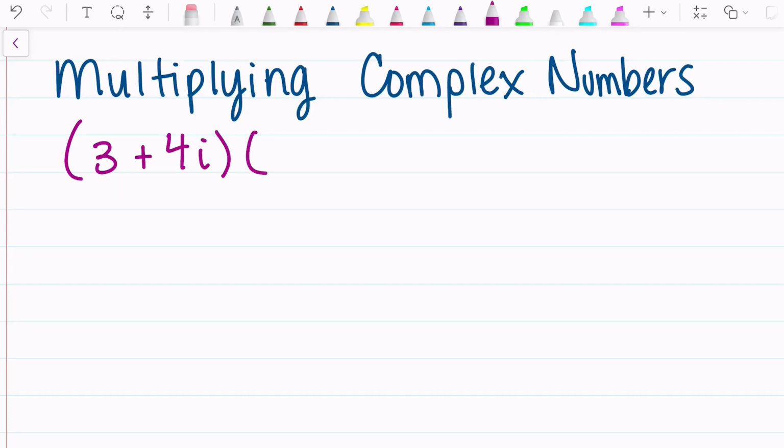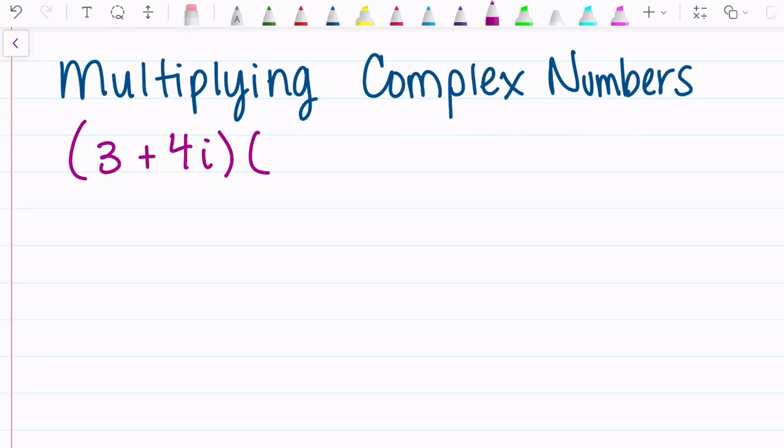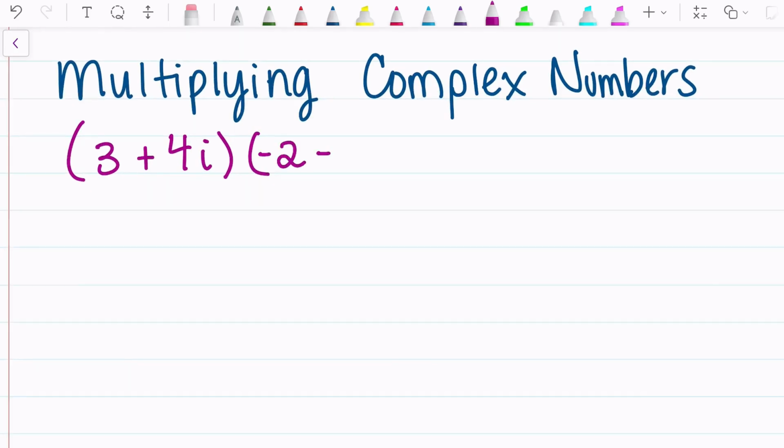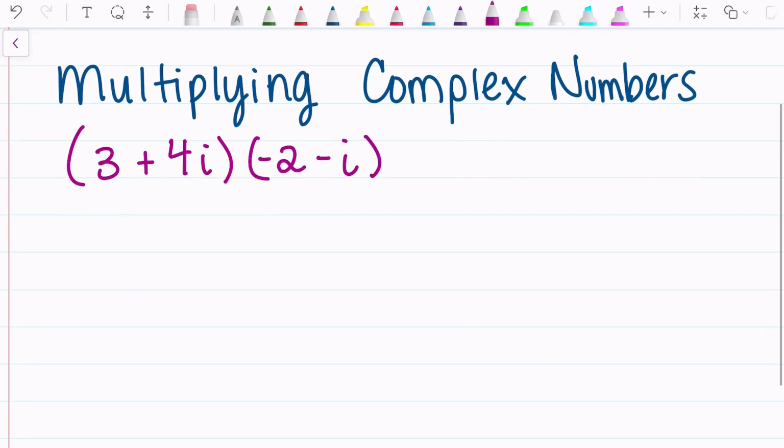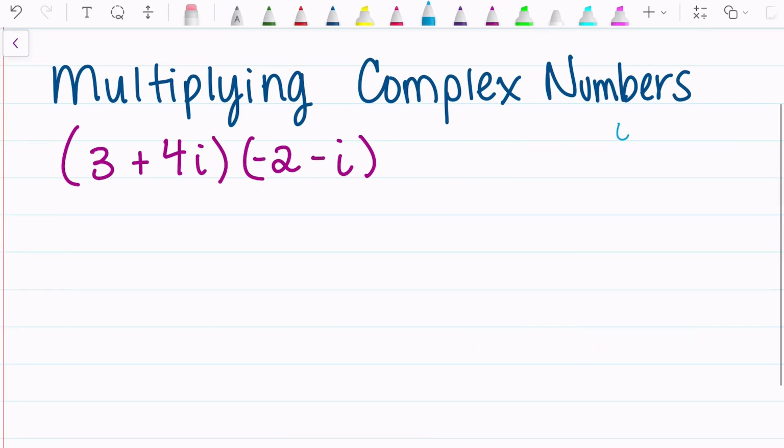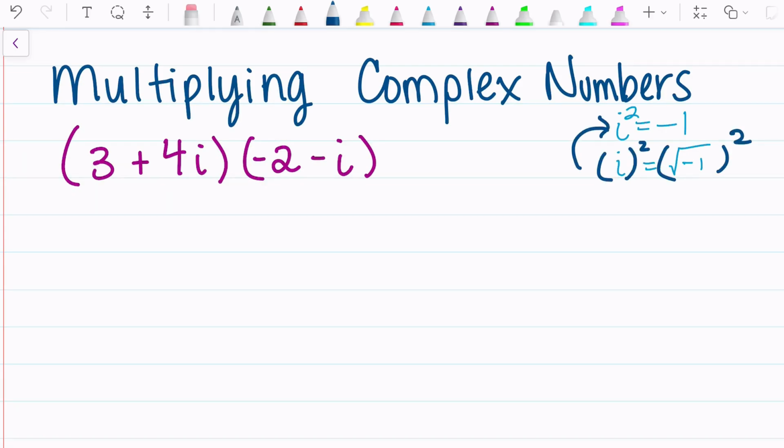And so if I'm multiplying two binomials, meaning there's two terms in each set, that are complex numbers, one thing that is going to occur that you need to be aware of is that you must know that i squared is equal to -1, because just i alone is equal to the square root of -1. And so if we were to square the square root of -1, then we're just left with -1.